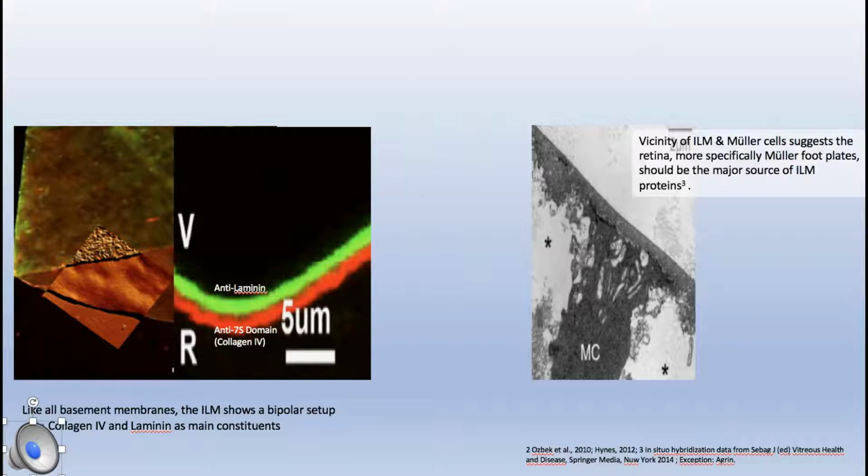The retinal surface of the ILM is marked by collagen 4 as its main constituent, while the vitreous surface has a very high concentration of laminin. The vicinity of the ILM with the Müller cells suggests that the retina, or more specifically Müller cell footplates, should be the major source of ILM proteins. But that commonly accepted hypothesis is not compatible with the fact that ILM protein mRNA has not been detected in the neuroretina.